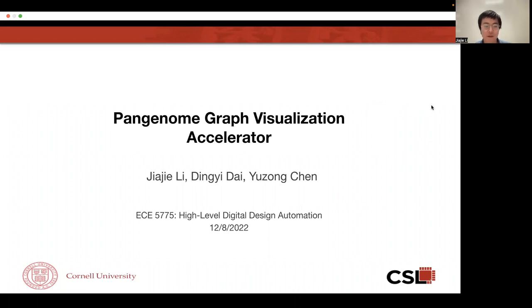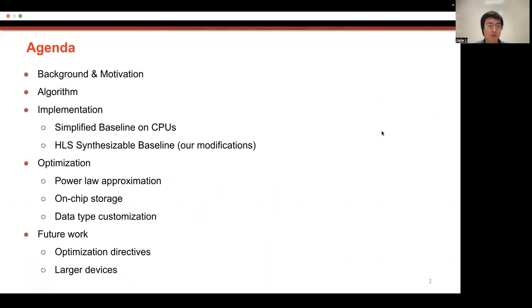Hi everyone. Today I will introduce our project, which is an HLS accelerator for Pangenome graph visualizations. I will first introduce the background and motivation, and then demonstrate our algorithm and the implementation, including a simplified baseline on CPUs and an HLS synthesizable baseline that would require a series of modifications to make it synthesizable in Vivado HLS tools.